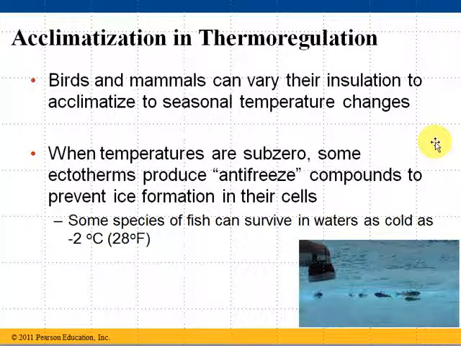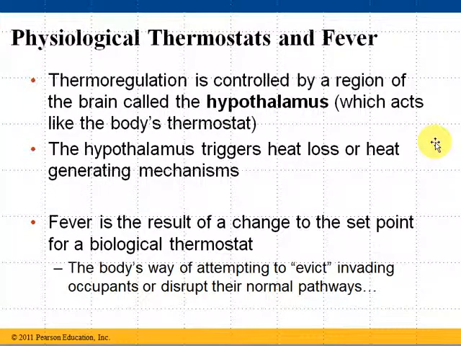Last but not least, we want to talk about the physiological thermostats of the body. Just like a room may have a thermostat that controls the heat and the air conditioning, the body, particularly the human body, does as well. We call that the hypothalamus. It's a portion of the brain which acts like the thermostat for the body. It controls thermoregulation. And just like a thermostat inside a room is triggered by the temperature, the hypothalamus triggers heat loss or heat generating mechanisms based on what the body needs.